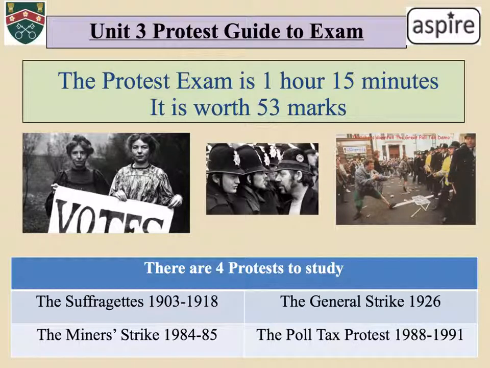Welcome to this Norton College History video blog, Unit 3 Protest Guide to the Exam. The Unit 3 Protest exam will last for an hour and 15 minutes and it's worth 53 marks. You've studied 4 areas of protest in your protest exam: the suffragettes, the general strike, the miners' strike and the poll tax protests. The exam will probably focus on just one of these 4 different protests. This video blog will give you a guide about how to answer the exam questions.